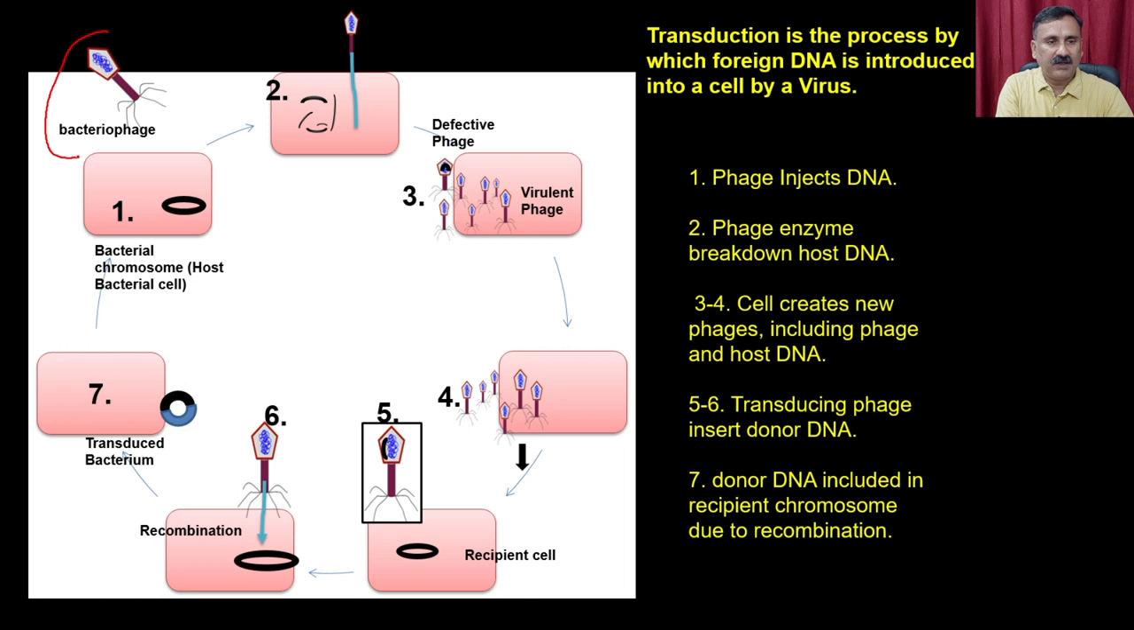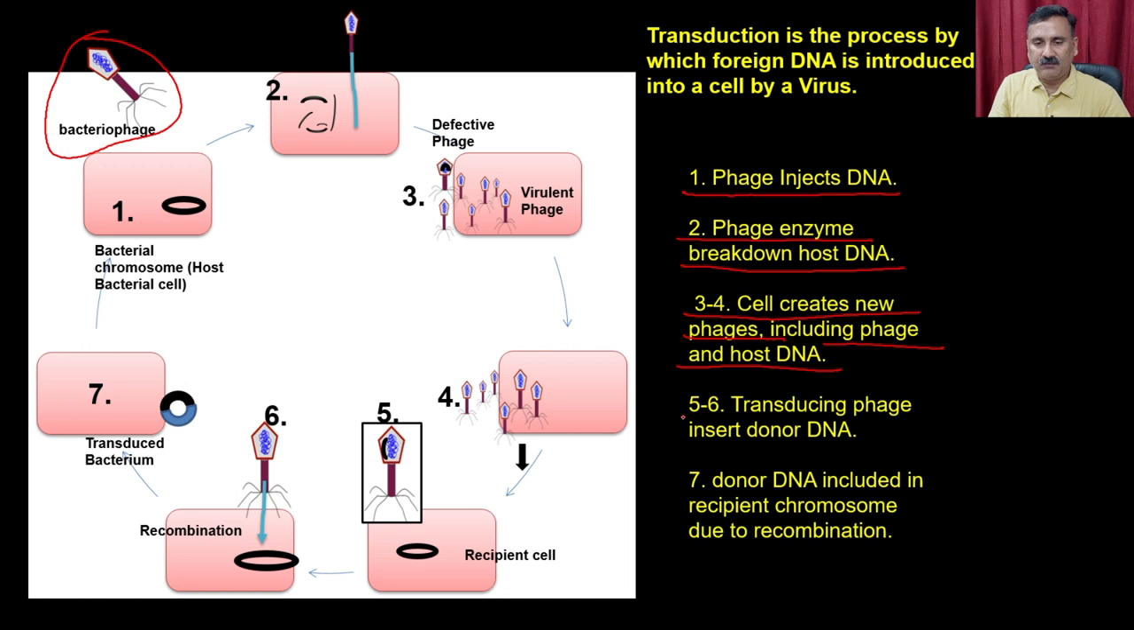So in transduction, in this case, we have taken an example of a bacteriophage. In step 1, the phage injects its DNA into the host, right? Then the phage enzymes break down the host DNA, okay? And in steps 3 to 4, the cell creates new phages, including phage carrying host DNA.